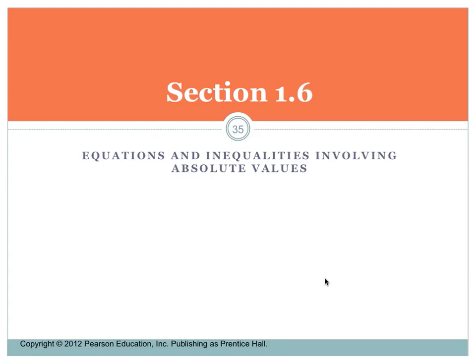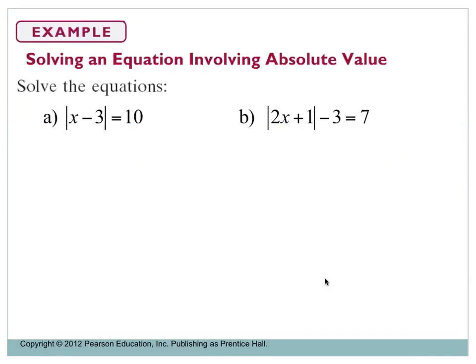Okay, section 1.6 talks about equations and inequalities that involve absolute values. So I don't have the rule written here, I just wanted to go through a couple of the equations. What you want to make sure when you're solving absolute value equations is that the absolute value part is by itself first. And then what you do is you just split it into 2 equations.